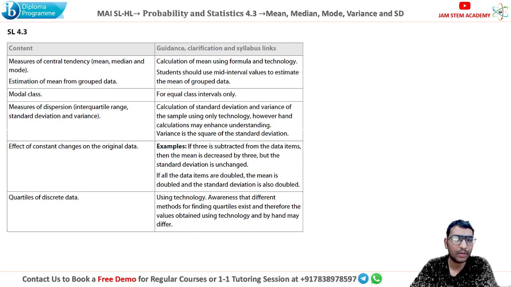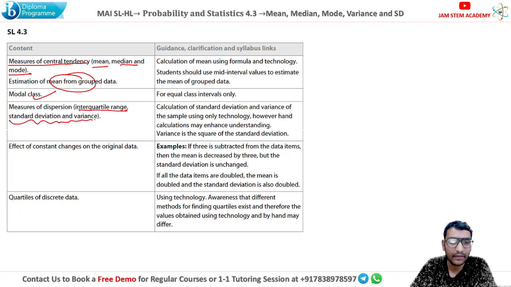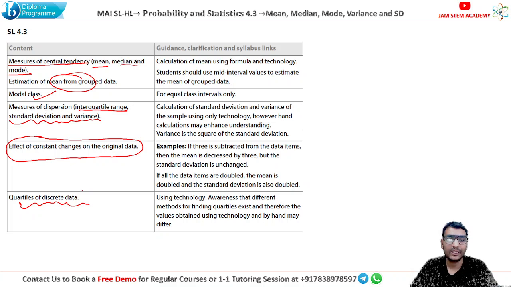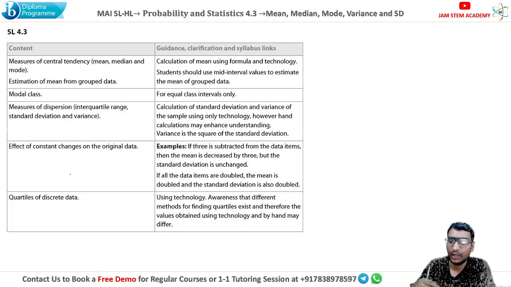Today we are going to talk about SL4.3, and in this topic we have the following concepts: measures of central tendency, what is mean, what is median and what is mode and how to calculate these. And what is the modal class and how to find that modal class, then interquartile range, standard deviation and variance. Then we will see what is the effect of constant change on the original data, and quartiles of discrete data also. So basically in this session, I will tell you how to find these values manually, right?